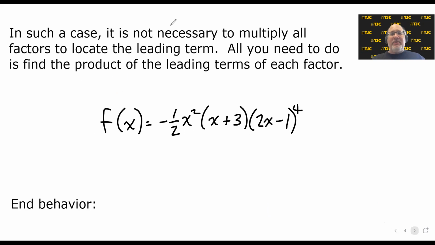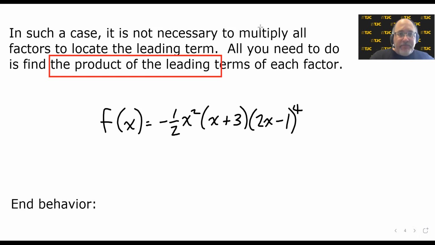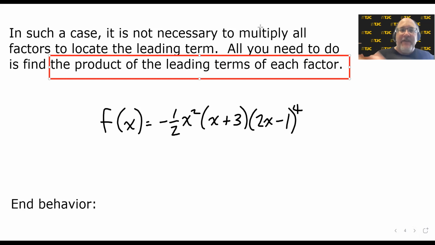So in such a case, you might think we have to multiply it all out, distribute, FOIL, et cetera, get rid of all the parentheses. But that will give us every single term in the function, and we don't need every single term. We only need the leading term. So it's not necessary to multiply all factors to locate the leading term. All you need to do is find the product of the leading terms of each factor. I want to focus on that ending phrase, the product of the leading terms of each factor. In fact, I want to sub-focus on this phrase, leading terms of each factor.